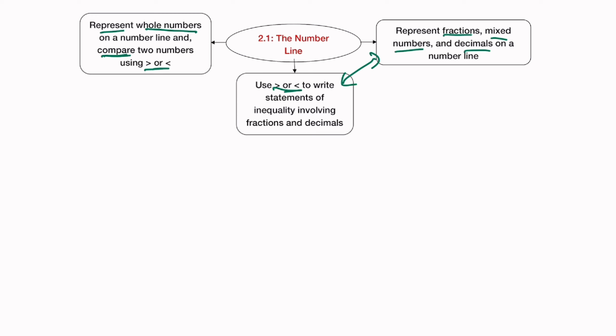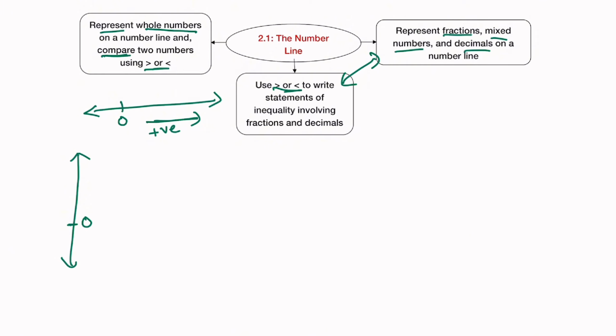Okay, so let's start with the whole numbers. Now, for the whole numbers, you need to understand the basics. So your number line can be horizontal or vertical. So a horizontal number line is something like this, and the vertical number line would be like this. You have 0, and all the positive numbers will be on this side, on the right hand side of the 0.